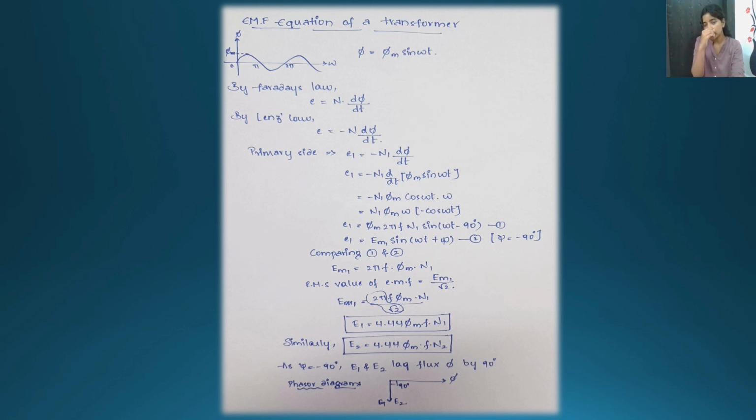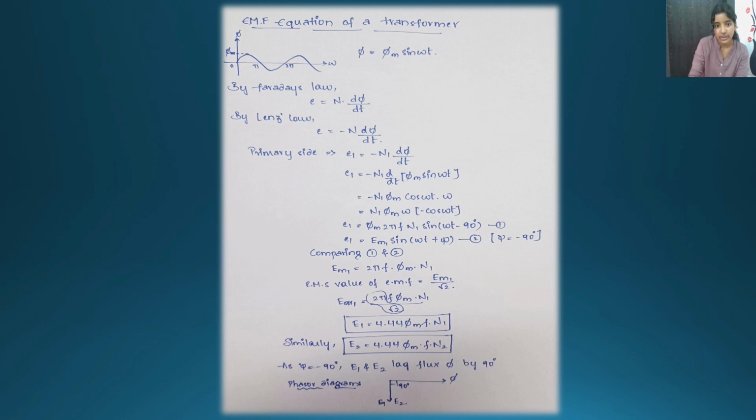For the secondary circuit, you substitute 1 with 2, so E2 is equal to 4.44 f phi m N2. The basic difference here is only N1 and N2, the number of turns. As psi is equal to minus 90, the minus here defines the lagging state. So E2 lags the flux by 90 degrees. Here I have given you the phasor diagram also.